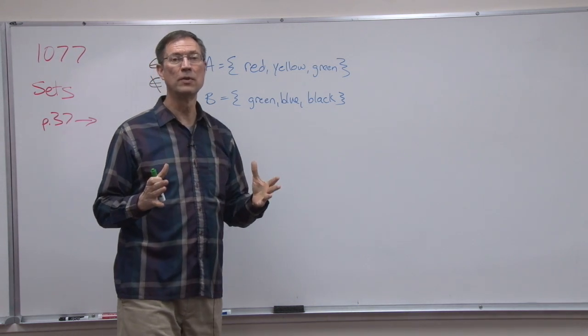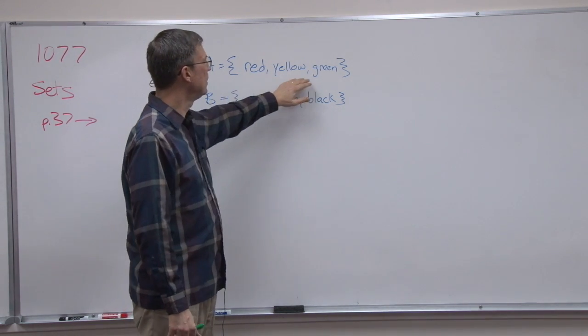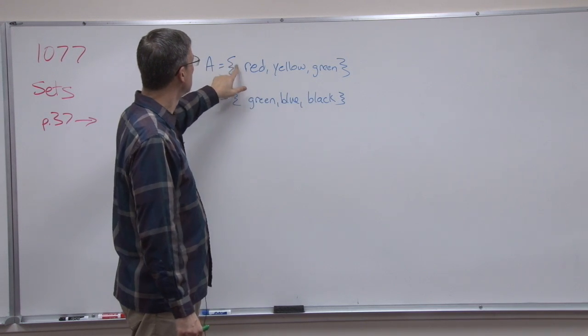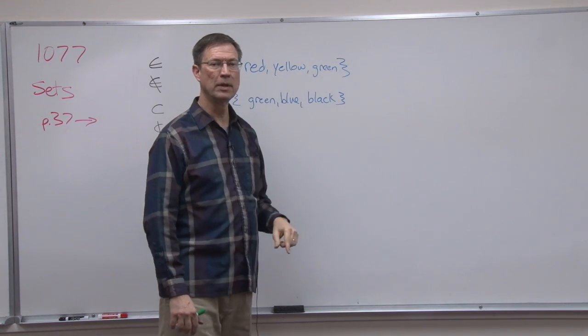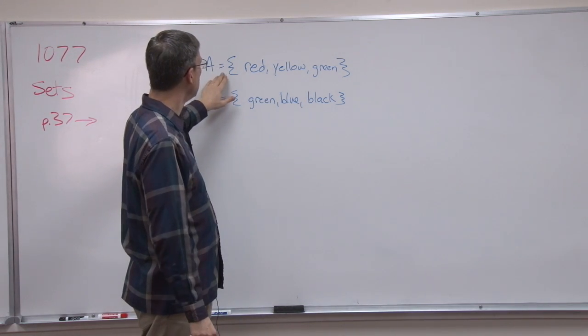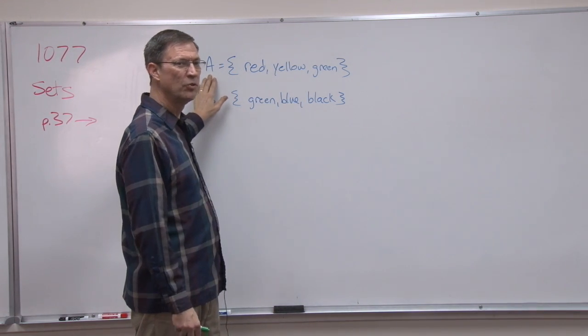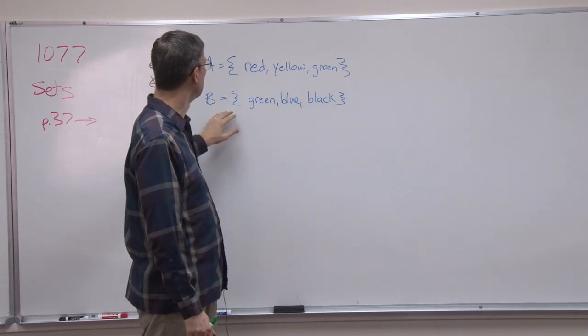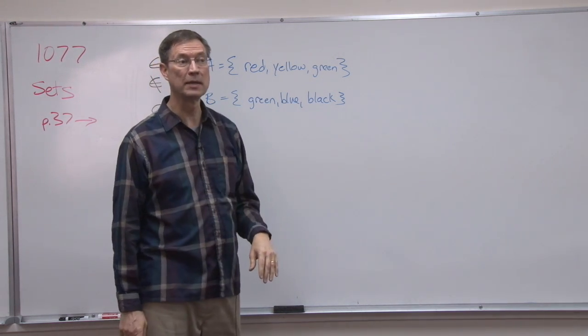A set is a collection of anything. So here I made a collection of 3 colors. Notice there are braces around it, not parentheses. We use squiggly braces. And then it's equals a letter, and that's just a code to make it easier sometimes to refer to a particular set.